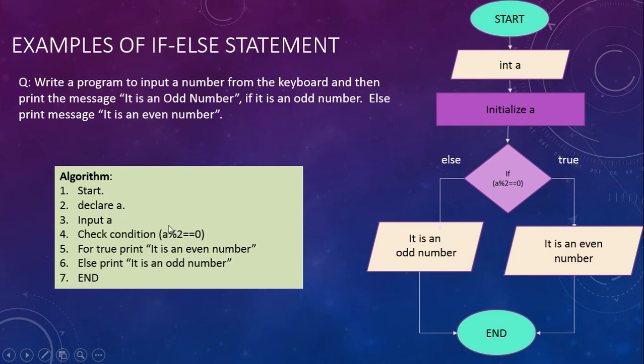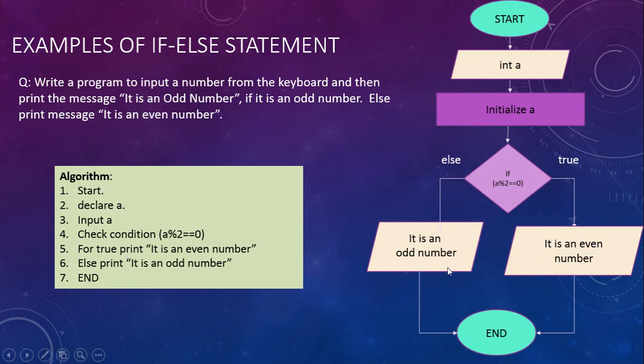This is the remainder sign, and if any number in any variable is divisible by 2 and its remainder is equal to 0, then it is considered to be an even number. If this condition is true, then this message will be printed on the screen, and if this condition is false, then this statement will be printed on the screen.